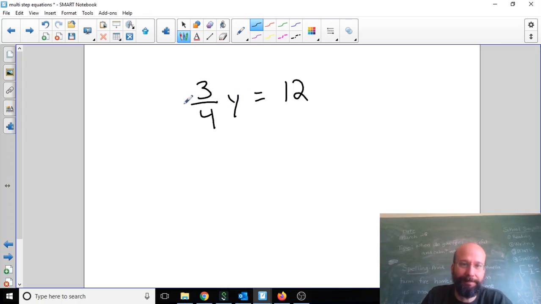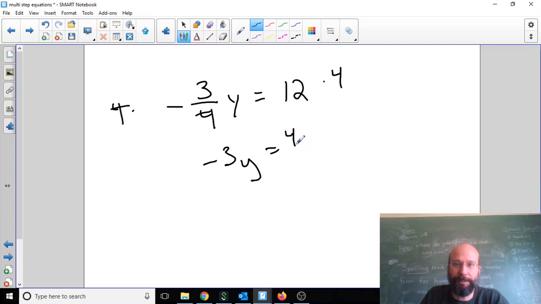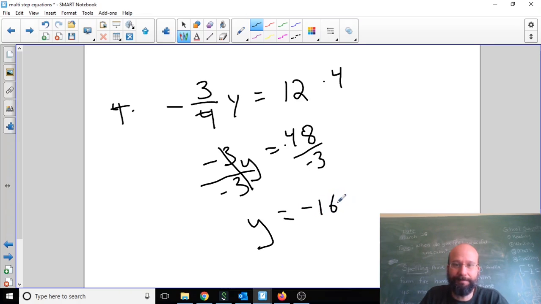Let's do one more like this, and let's make it a -2. But instead this time, instead of multiplying by this -4, the bottom number of a fraction, it's division, the opposite's multiplication, we're just going to multiply by 4. So this and this are going to cancel, and that leaves us -3y. And 12 times 4 is 48. And then we're going to divide by the -3, because we want this negative out. So this becomes positive y, and this becomes -16.